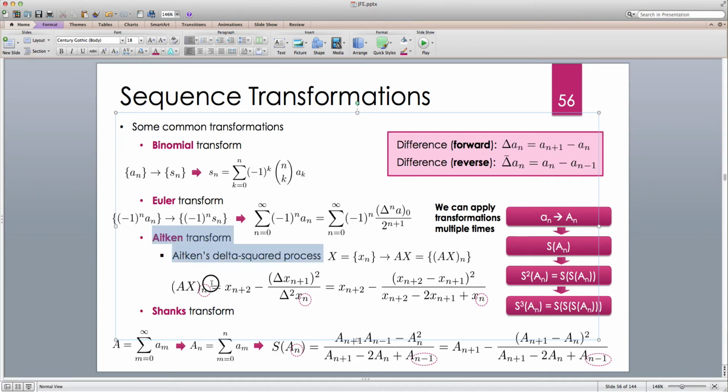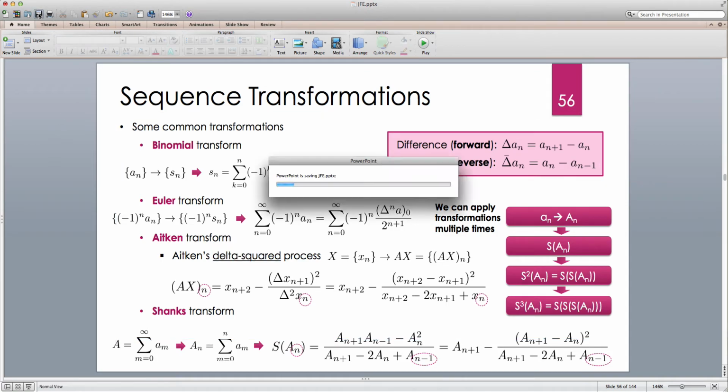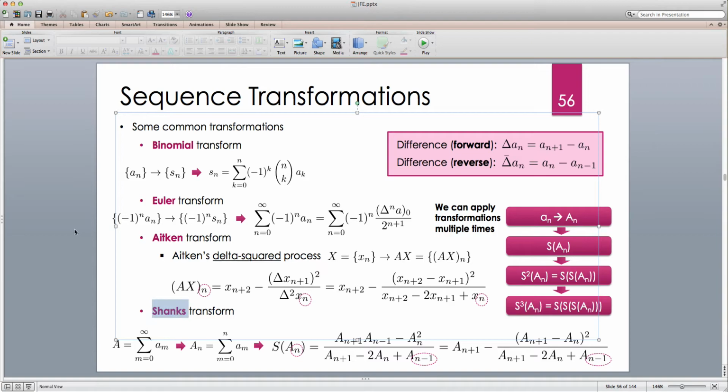And there are two famous nonlinear transformations. The first one is Aitken transform, which is also called delta squared process. So for Aitken transform, just note that these Aitken and Shanks, these are nonlinear transformations. And the Aitken's delta squared process is something like this. Let's denote the sequence of x_n by capital A, and then AX is the transformation of this sequence, which is another sequence. Let's call each term AX sub n.